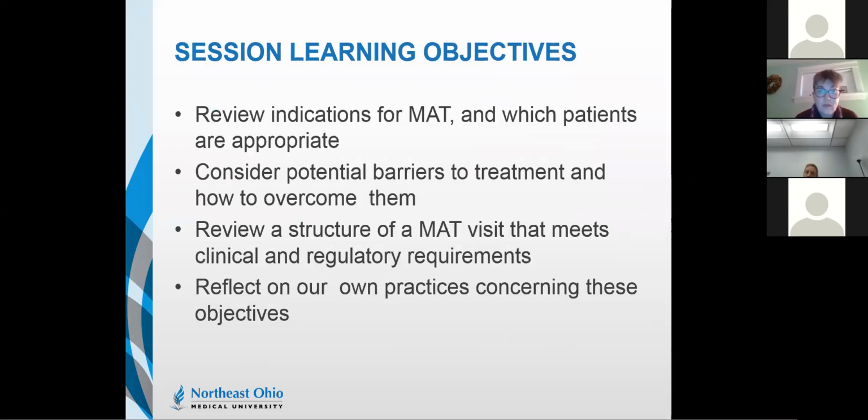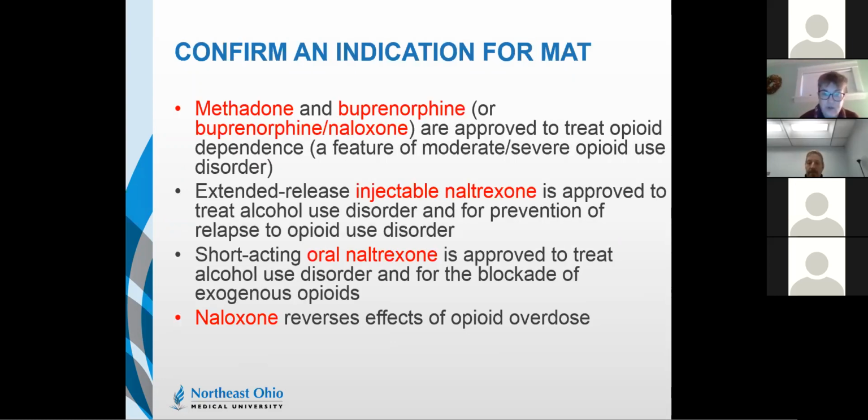Here are our global objectives, and here are our objectives for this learning session: to review the indications for MAT and which patients are appropriate, which is a little bit of a loaded word, as we'll see. Consider potential barriers to treatment and how to overcome them. Review the structure of an MAT visit that meets clinical and regulatory requirements, and reflect on our own practices concerning these objectives and issues for our patients.